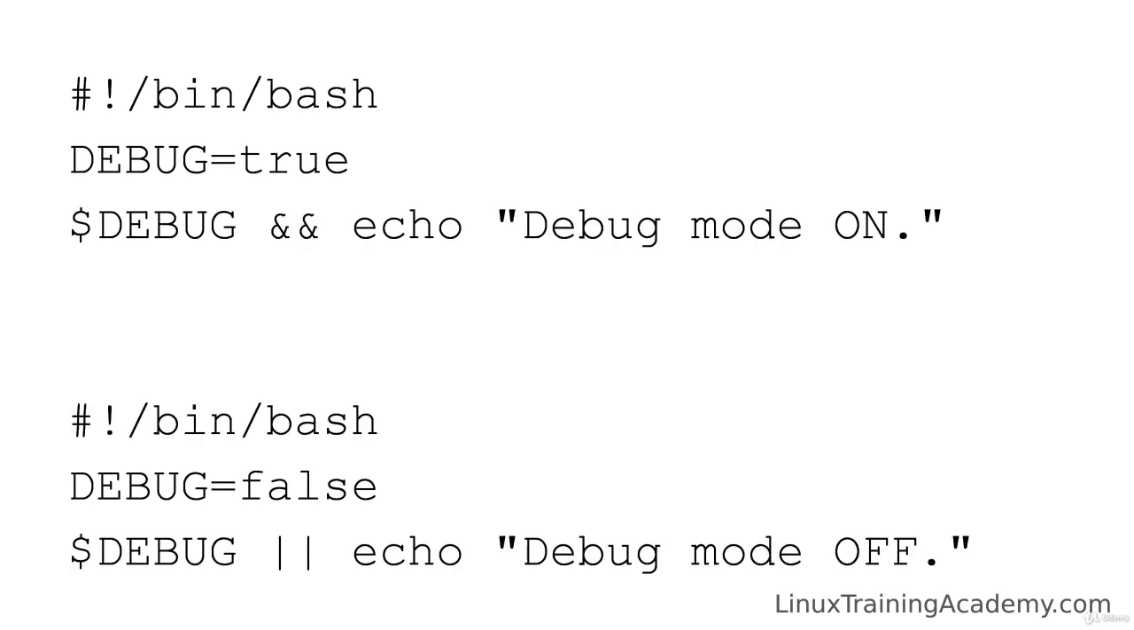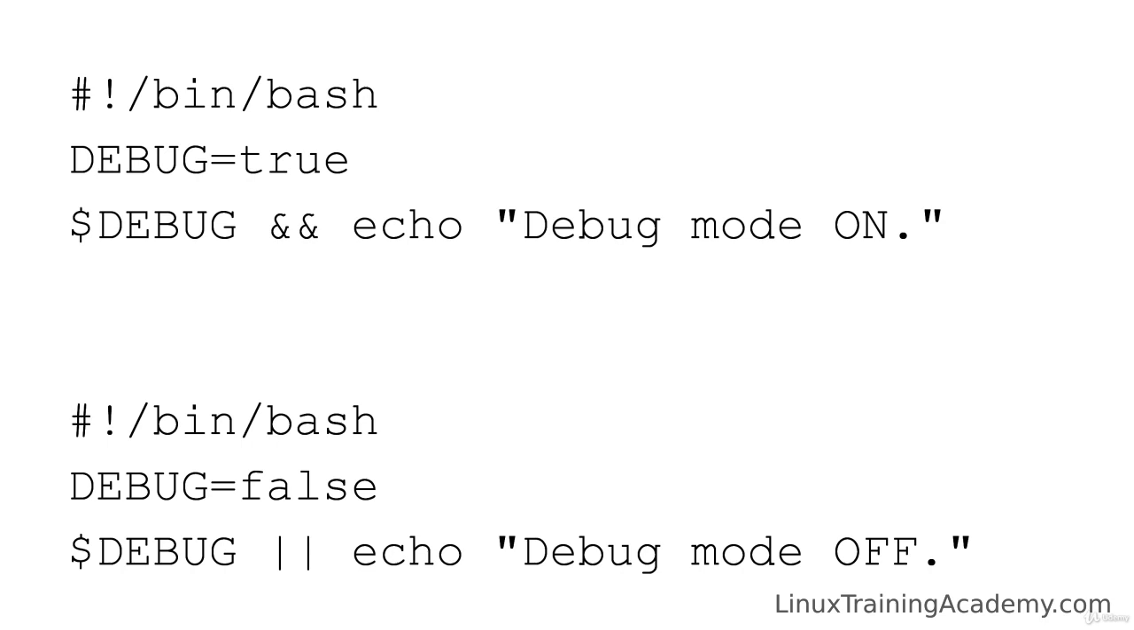You can use a debug variable in conjunction with ands or ors. Remember that the double ampersand means and. It will only allow commands to be executed after it if the return code of the preceding command was 0. The true boolean always returns a 0 exit status. So for the first example, debug is set to true. Since that is a 0 exit status, the echo debug mode on command is executed. You can use this pattern to execute certain commands when debug is set to true.